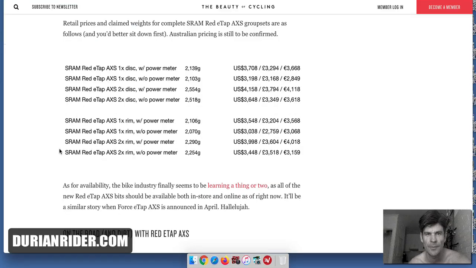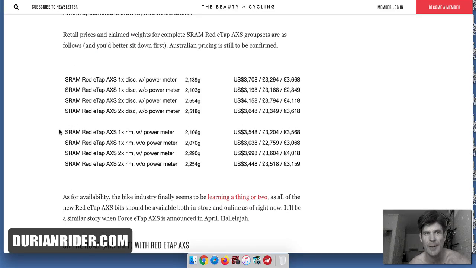But okay, so we have the SRAM. This is the weights of SRAM Axis. Now I'm a huge SRAM fan. My favorite group set would be SRAM Mechanical. Just works so well. It's so light, so good, so cheap on Facebook Marketplace. SRAM eTap I do have, and it's nice. It shifts. It's really easy to put on a bike. I'll give it that. Shifts very smoothly. It's not super fast. I like the SRAM Red super fast shifting.